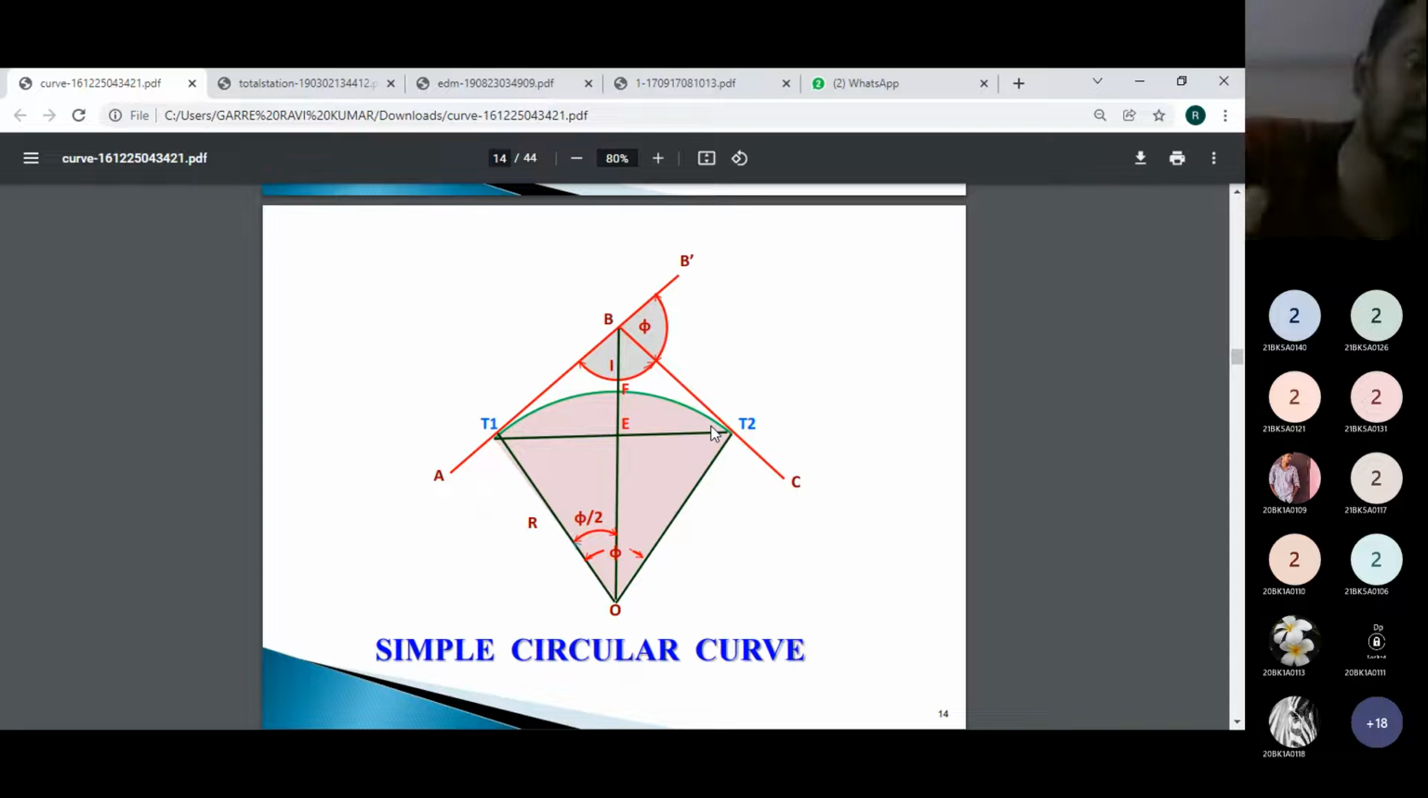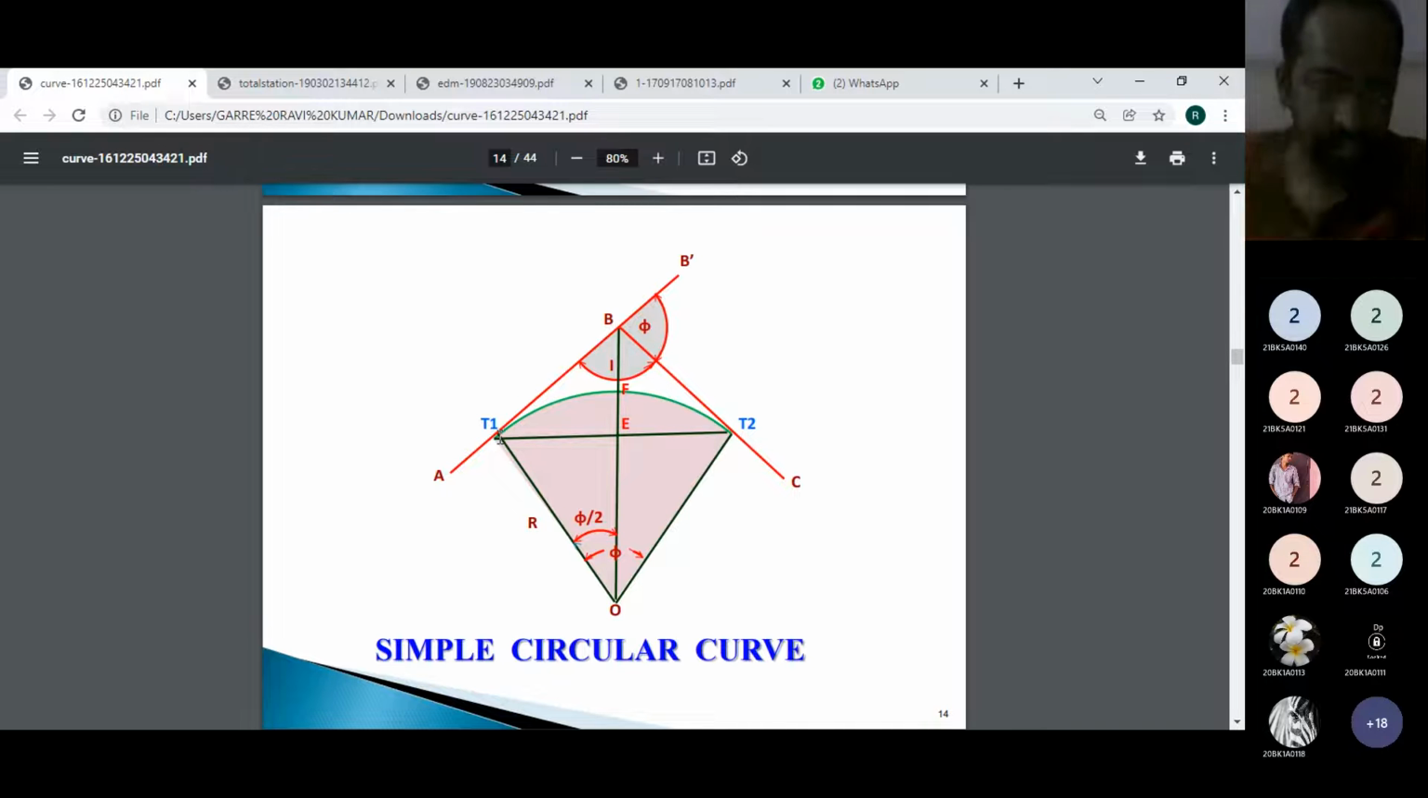Whenever the vehicle wants to travel from the AB road to the BC road, in that case we have to provide a curve to change its way. T1 is the point on the AB line where the curve starts, where the vehicle wants to change its direction. And T2 is the point on the line BC, or road BC, where the vehicle can join the other road.